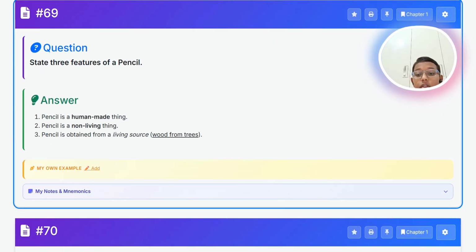State three features of pencil. Pencil is a human-made thing. Pencil is a non-living thing. Pencil is obtained from a living source. Wood from trees.